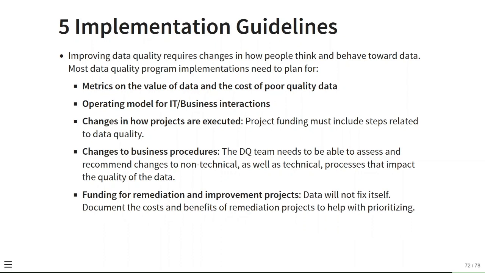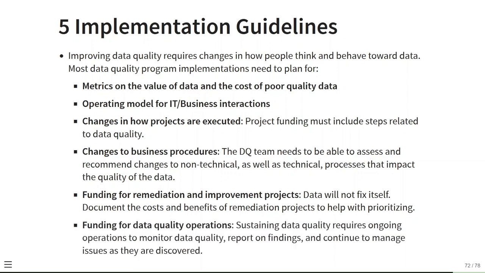Funding for remediation and improvement projects. Data will not fix itself. Document the costs and benefits of remediation projects to help with prioritizing. Funding for data quality operations. Sustaining data quality requires ongoing operations to monitor data quality, report on findings, and continue to manage issues as they are discovered.